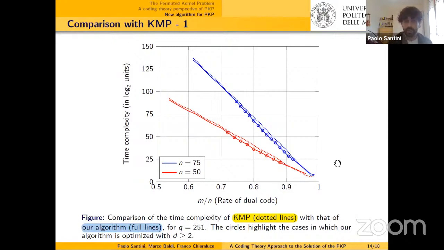Our algorithm is highlighted with full lines, while for KMP we have used dotted lines. And as you can see, our algorithm seems to be slightly faster than KMP, and in particular, when the rate of the dual code increases, then the gain becomes more important. And we believe this is due to the fact that if the rate of the dual code increases, then the dual code contains subcodes with small support and a larger dimension, so we can actually increase more significantly the performance of the algorithm.